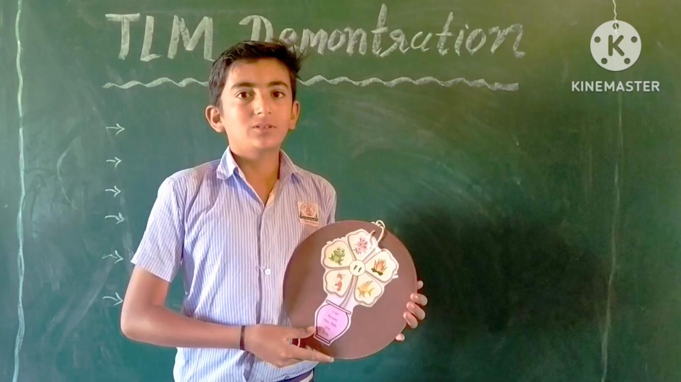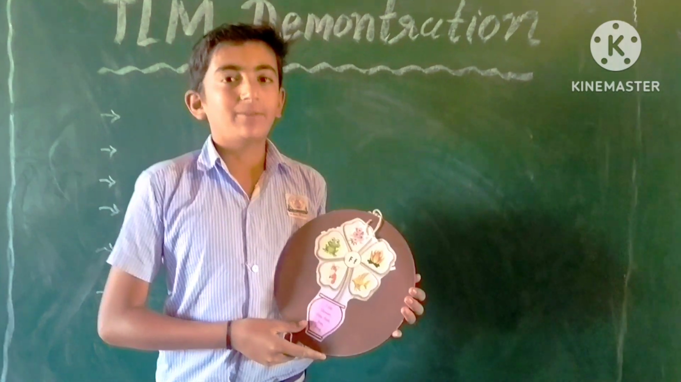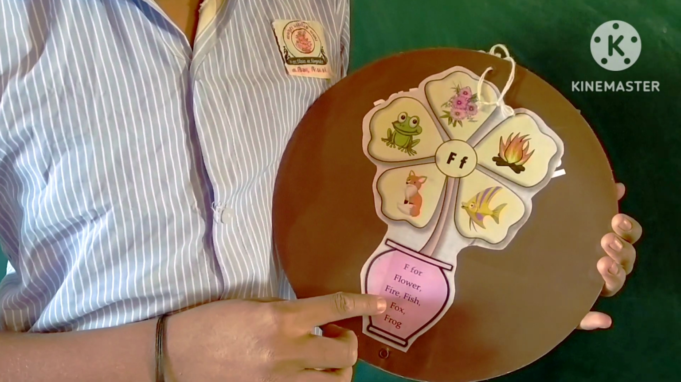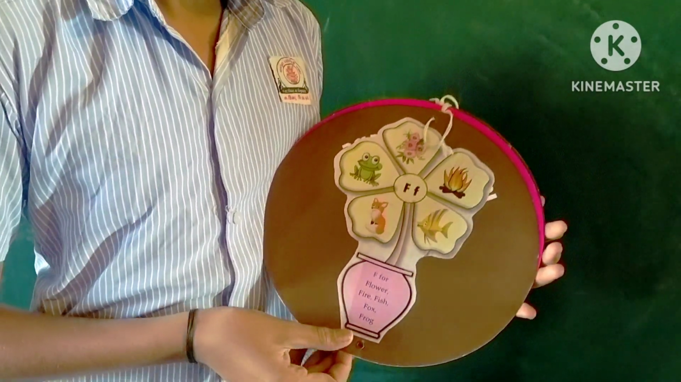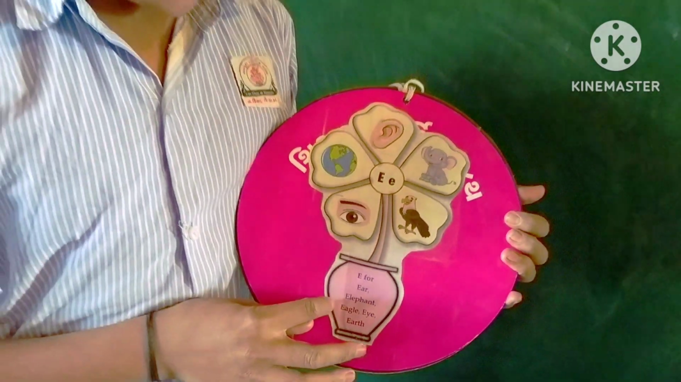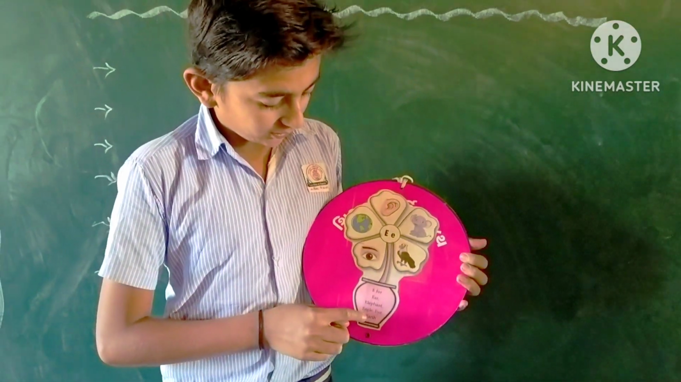Hello, I am Pulit. This is our alphabet TLM. Just like, F for flower, fire, fish, fox, frog. E for ear, elephant, eagle.